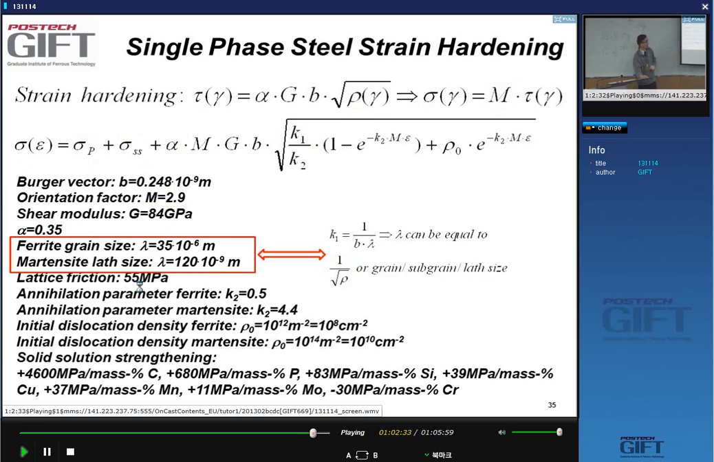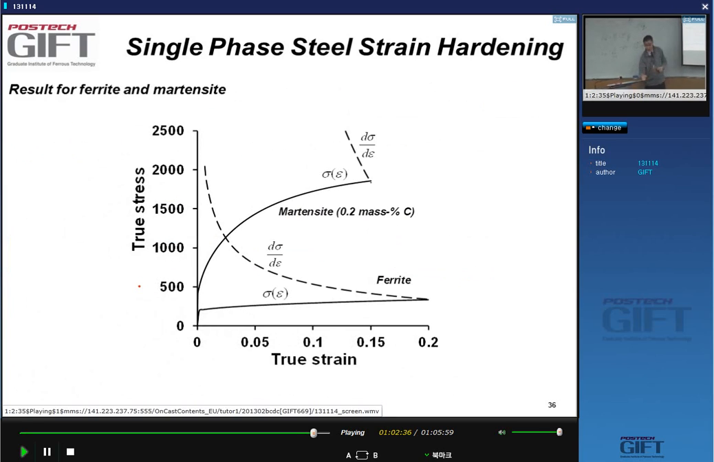And this is what you get. This is what you get. So a stress strain curve for ferrite, stress strain curve for martensite. And you can see that the stress strain curves look very realistic, and they basically very well model single phase steels using this simple analytical form of the equation.